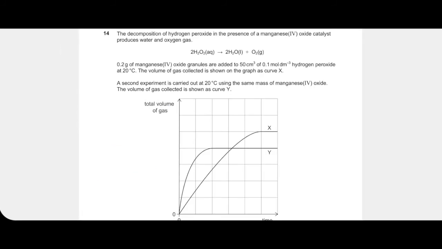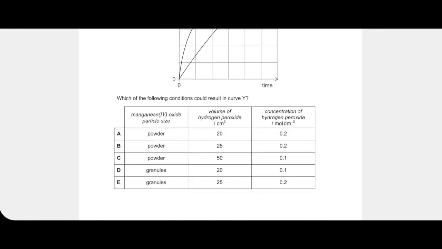Question number 14. The decomposition of hydrogen peroxide in the presence of manganese oxide catalyst produces water and oxygen gas, as in the equation below. 0.2 grams of manganese oxide granules are added to 50 centimeters cubed of 0.1 mole per decimeter cubed of hydrogen peroxide at 20 degrees Celsius. The volume of the gas collected is shown on the graph as curve X. The second experiment is carried out at 20 degrees using the same mass of manganese oxide. The volume of the gas collected is shown as curve Y. And here is the graph. Which of the following conditions could result in curve Y?